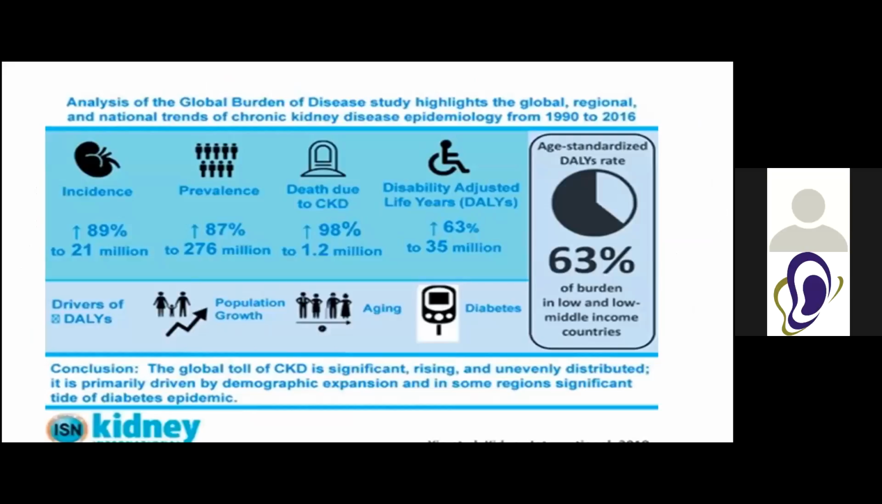And this is just one more reminder about the fact that age standardized disability adjusted life years is about 63% of people in low and low middle income countries, and probably not much different in high income countries, but it is really important that we think about death due to chronic kidney disease and disability adjusted life years of people with kidney disease, as these are really growing problems around the world.